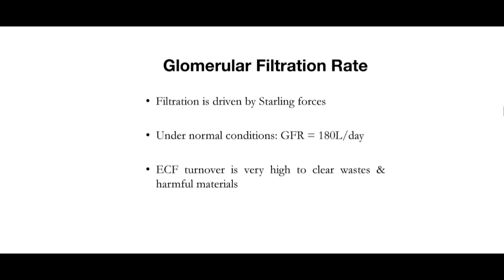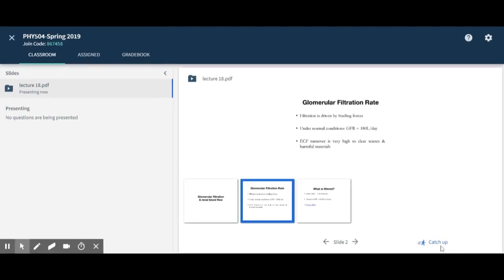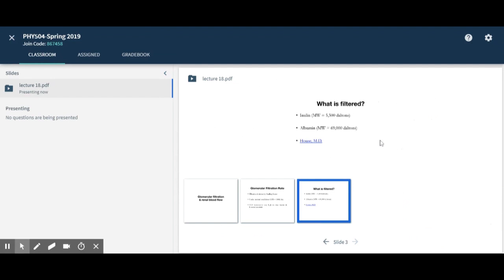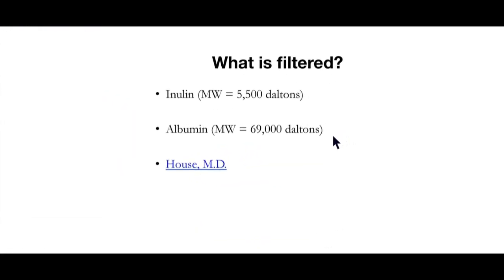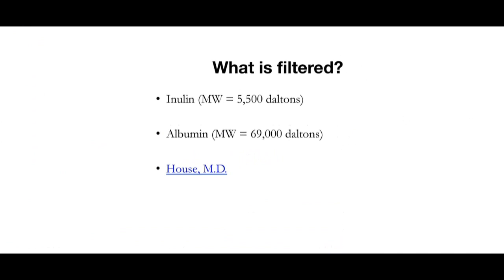So, what's filtered? Inulin has a molecular weight of about 5.5 kilodaltons. That's something that is freely filtered. It is also something that is not going to be reabsorbed and is not going to be secreted. So, calculating the clearance of inulin can tell you what? GFR, glomerular filtration rate. Okay, so if you calculate the clearance of inulin, you can get your GFR.